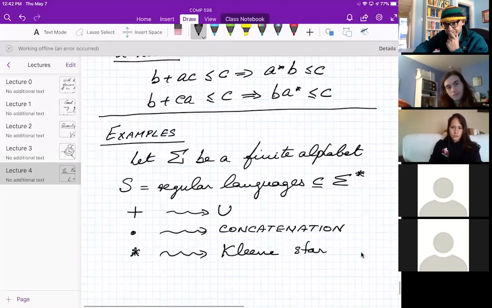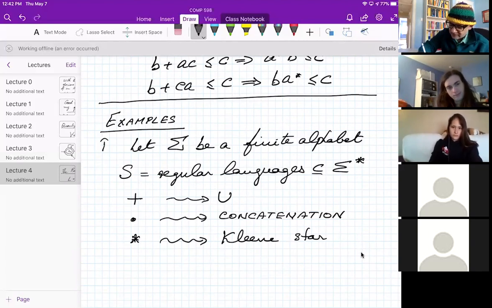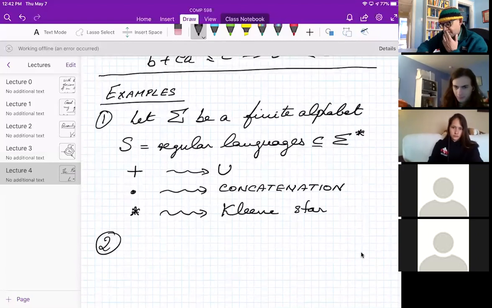Okay, that's our canonical example and the thing that inspired us to call these things Kleene algebras. So that's the first one. But other fascinating things happen.